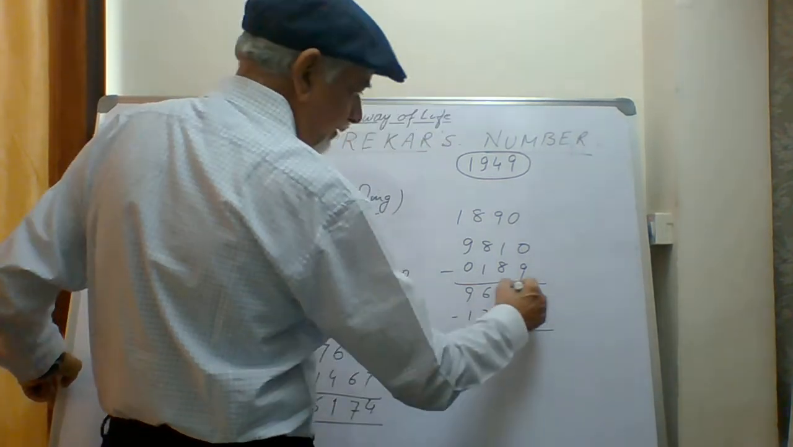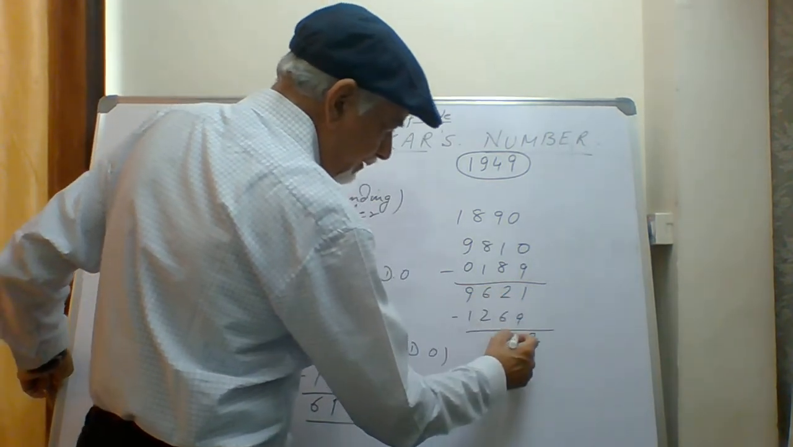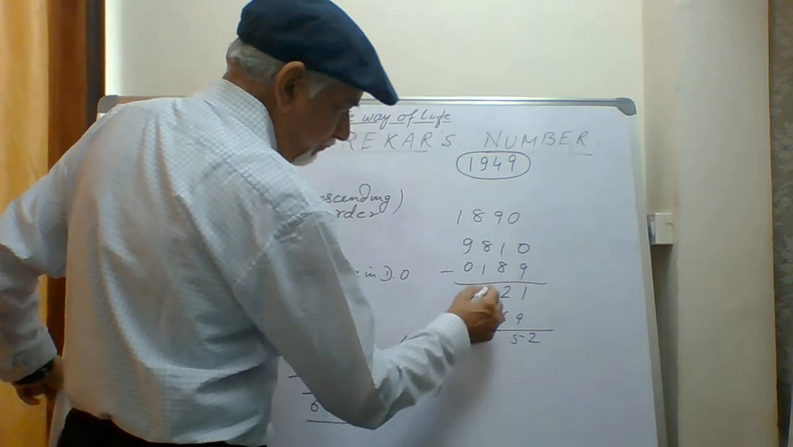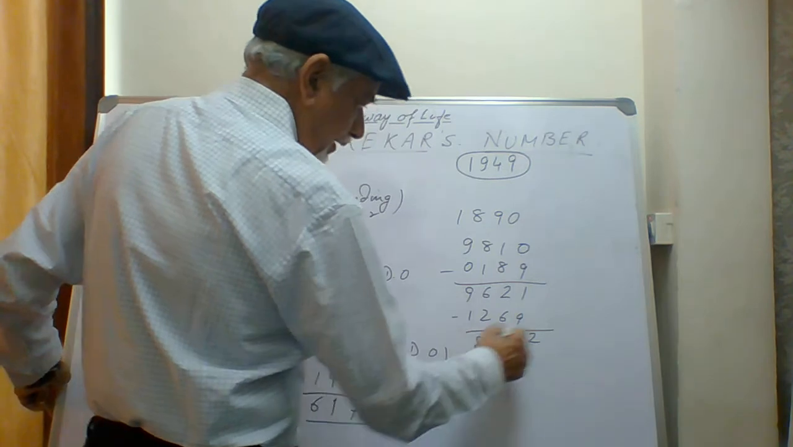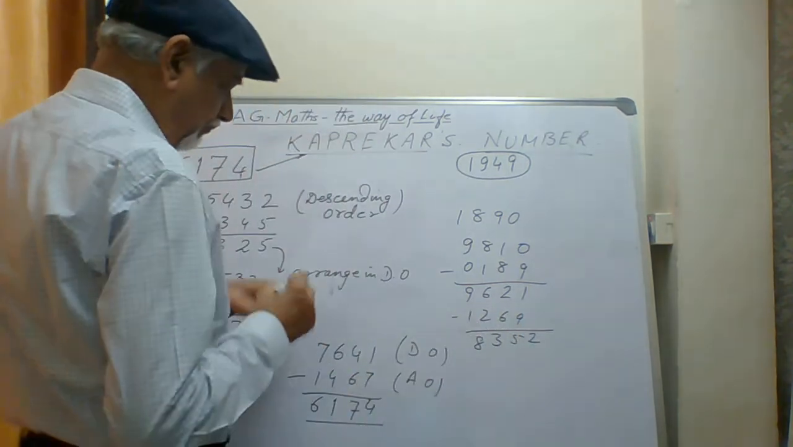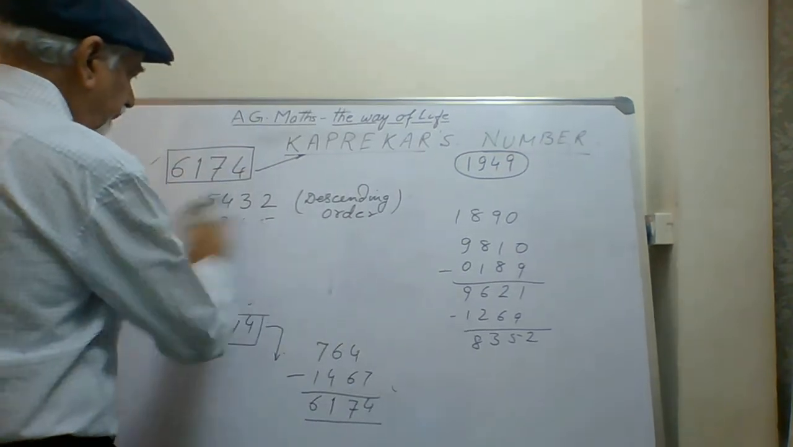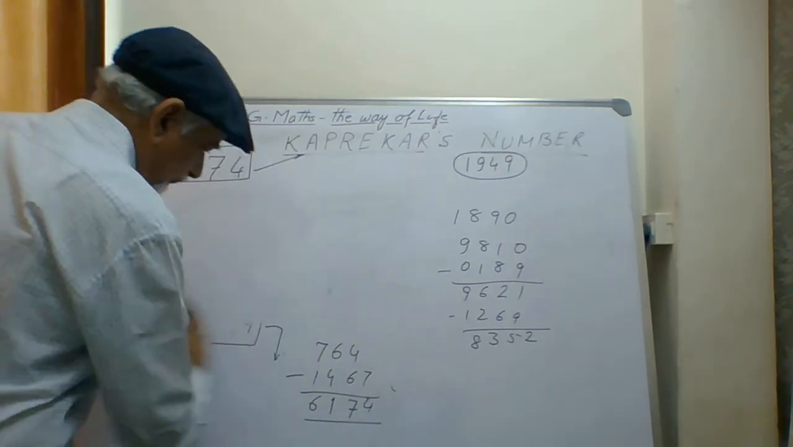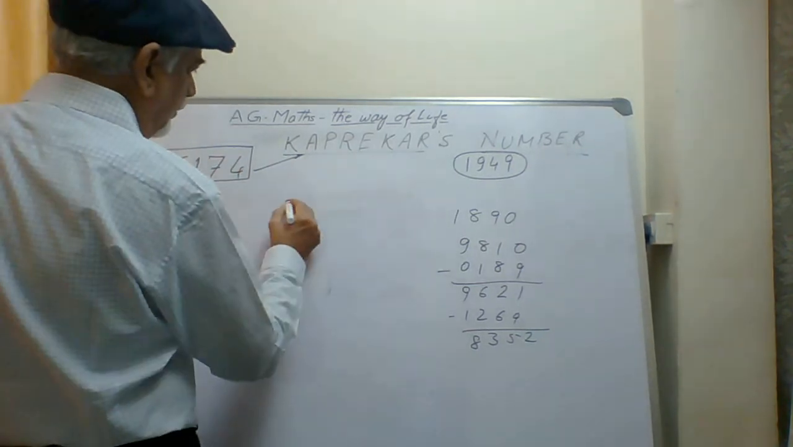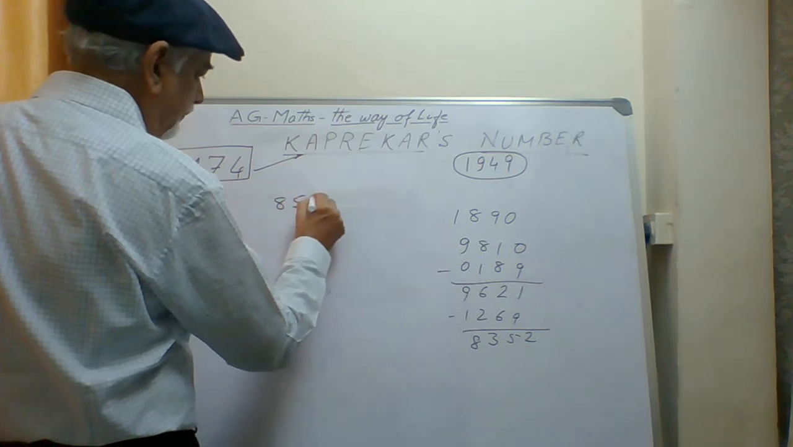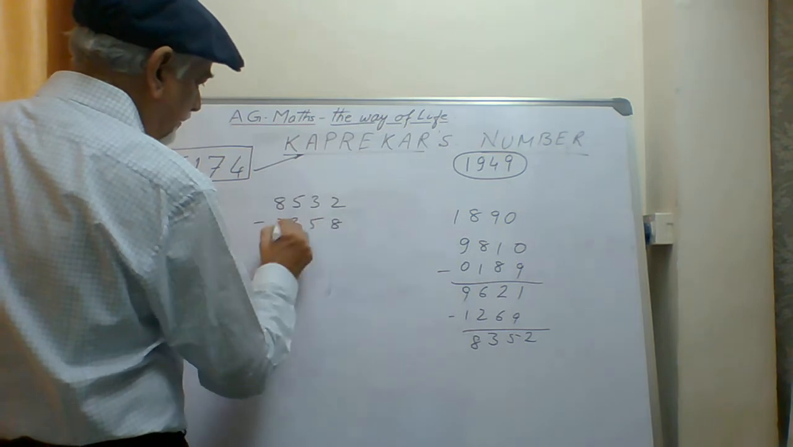Then again subtract. 11 minus 9 is 2. 11 minus 6 is 5. 5 minus 2 is 3. 9 minus 1 is 8. Again you write in order. We will reach back to the same thing. 8352. I am writing in descending order, 8532. Then 2358, and subtract.